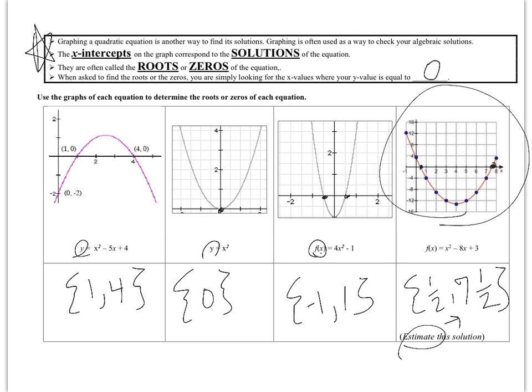Later, at the end of this lesson, you're going to watch another video and learn how to find the x-intercepts of these using your graphing calculator. There are instructions and also a little video you can watch. All right, let's move on.